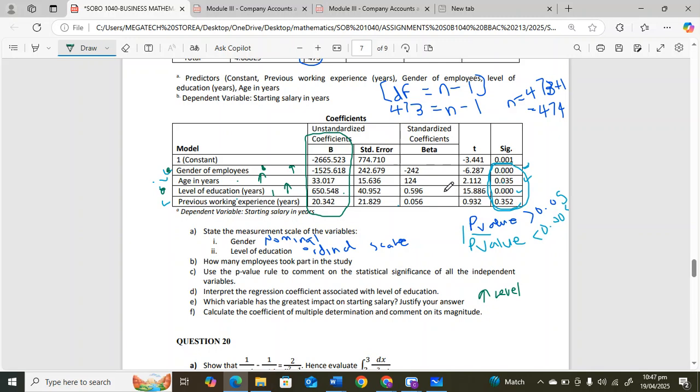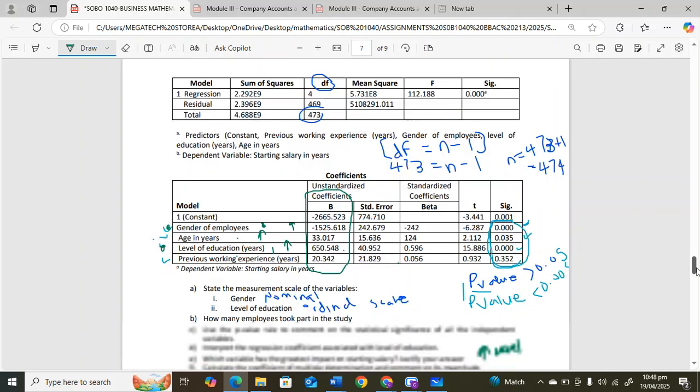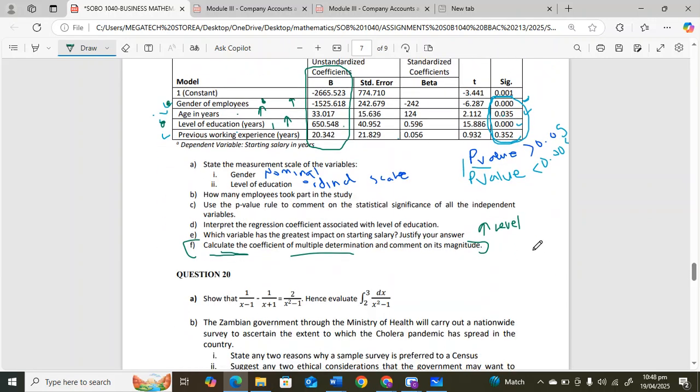Yes, so to see which one has got the most impact. Now, colleagues, can I get back to you on this one, part F? I'm still researching it, because it's saying calculate, but usually this multiple determination is the adjusted R value. Since it's saying calculate, I just want to find out if there is a formula that I need to use. So can I get back to you on this one, question F?